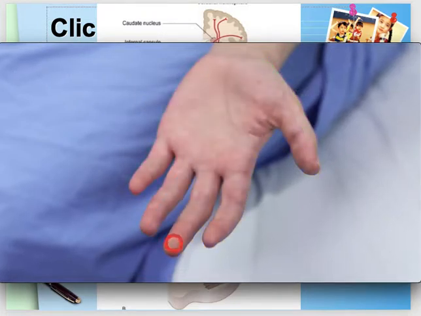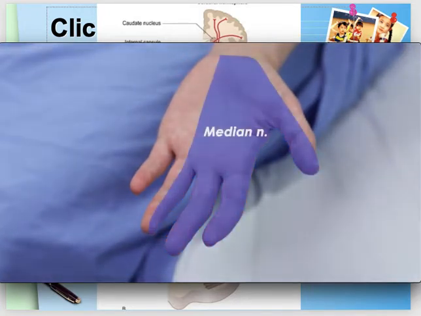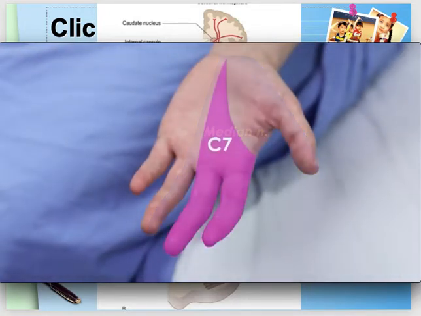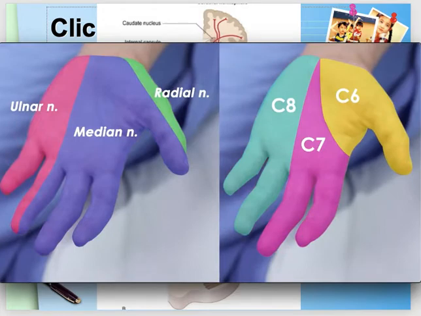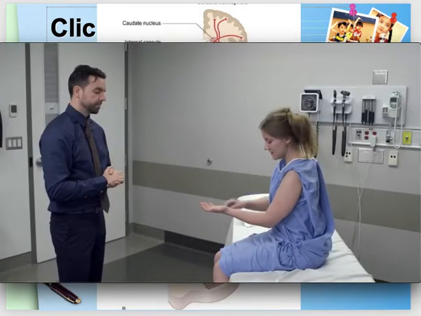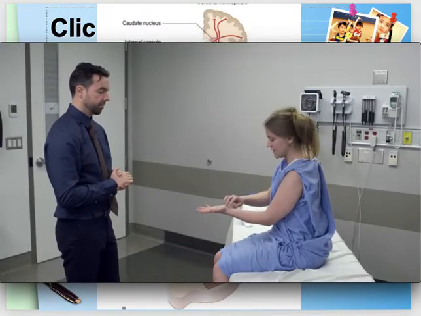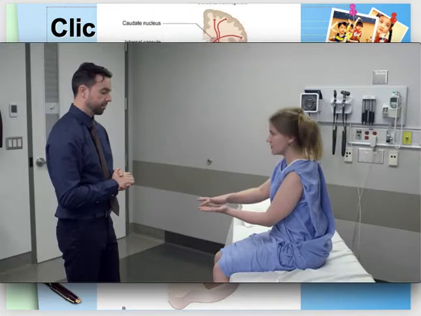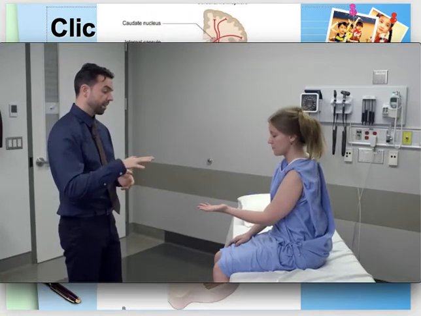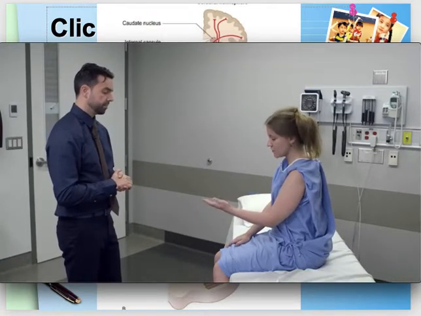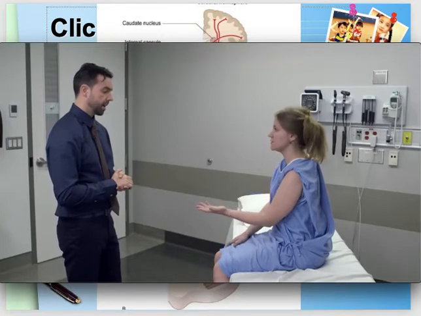If you detect an abnormal sensation on the middle finger, it may be due to a median nerve problem, or it may be due to a C7 spinal nerve problem. These two lesions can be differentiated by carefully mapping out sensation on the rest of the hand. It's important to note that other patterns of abnormal sensation exist, but carefully mapping out any abnormalities and comparing this pattern to a dermatomal and peripheral nerve distribution is a great place to start.